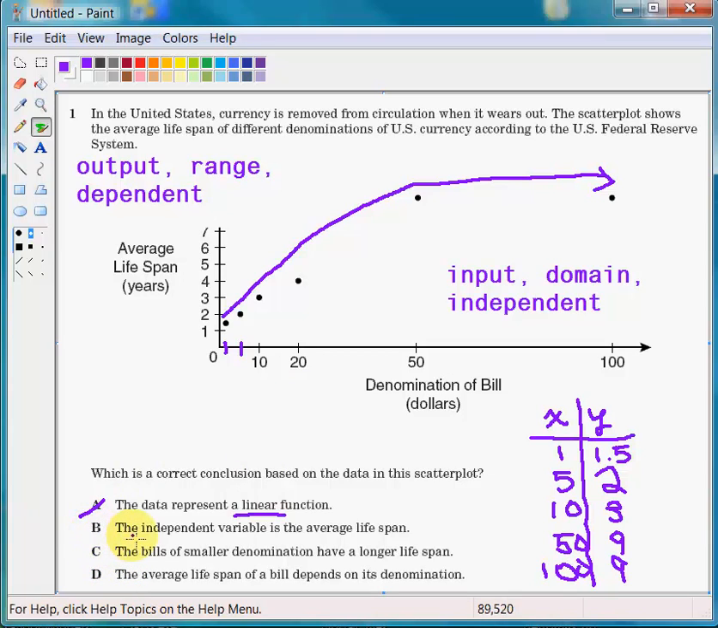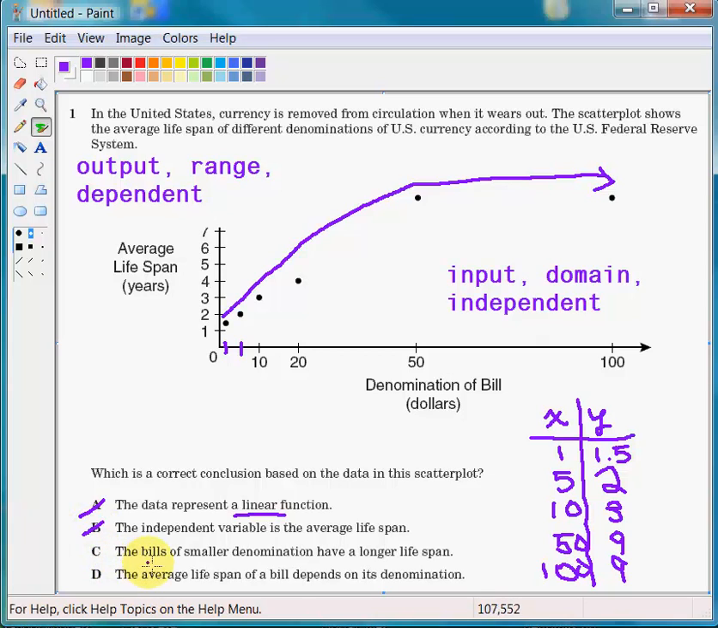B, the independent variable is the average lifespan. Independent. Okay, and I've labeled these already. Our independent is our input. And that isn't the average lifespan, it's the denomination. So it's not this one.